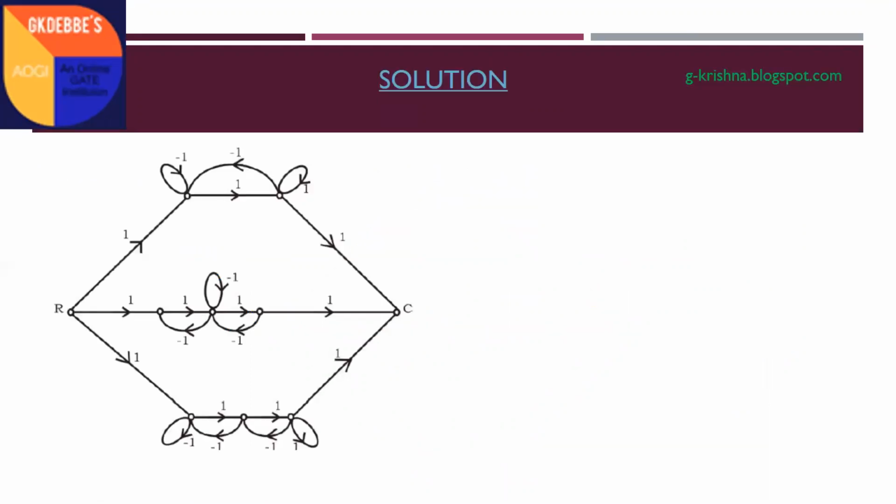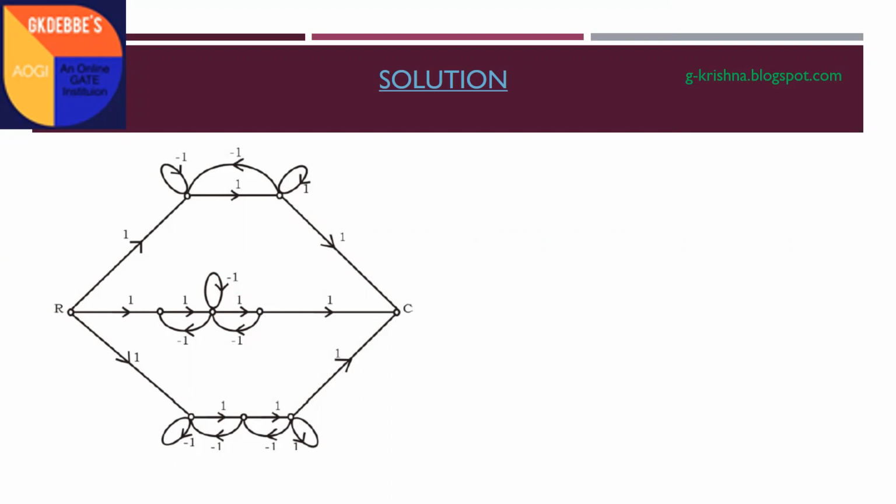How to solve this question: normally, you apply Mason's gain formula, since R is an input node having only outgoing branches, and C is an output node having only incoming branches. You can apply Mason's gain formula, that is finding forward paths, loops, 2 non-touching loops, 3 non-touching loops, and substituting, you can definitely get the answer. But that becomes more tedious for this problem.